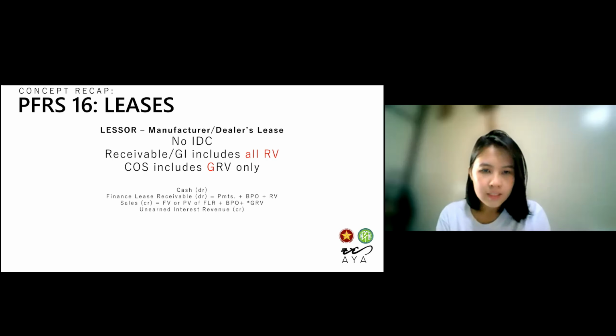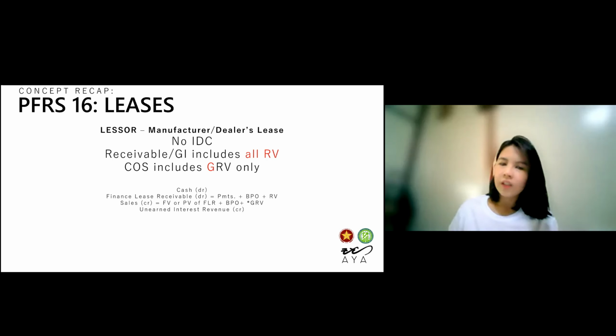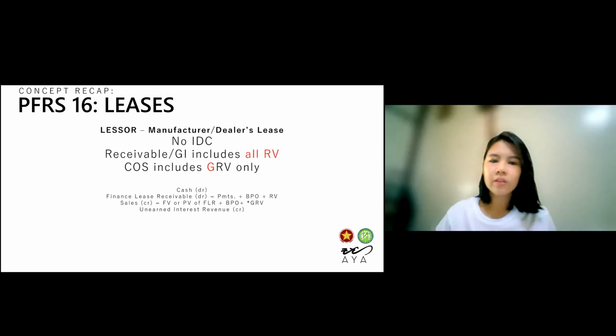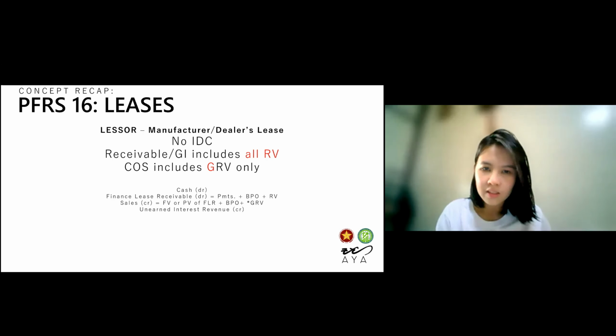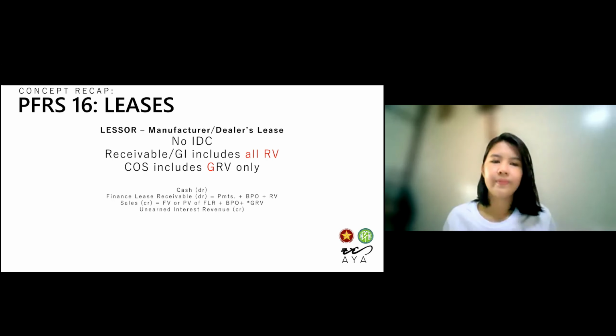Meanwhile, for sales, it's either the fair value or present value of finance lease receivable dun sa taas, plus bargain purchase option, plus guaranteed residual value only. So whichever is lower. Okay. And then, of course, unearned interest revenue for the financing portion.